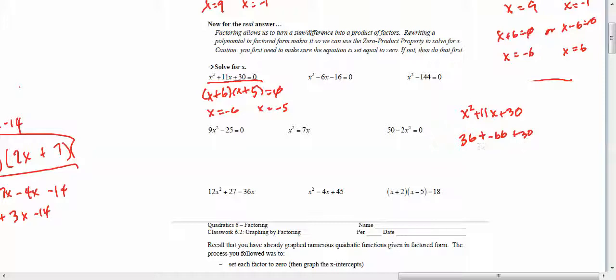What is 36 minus 66 plus 30? Alright, fine. What is 36 plus 30? 66. It's 0. 36 plus 30 is 66, and minus 66 equals 0. Awesome. That's true. If I plug in -6 for x, that statement will be true.